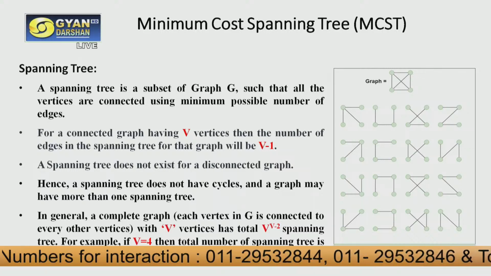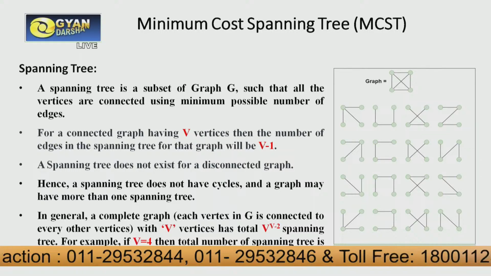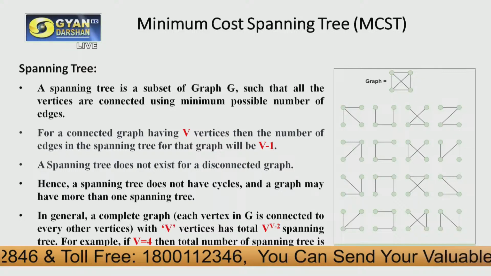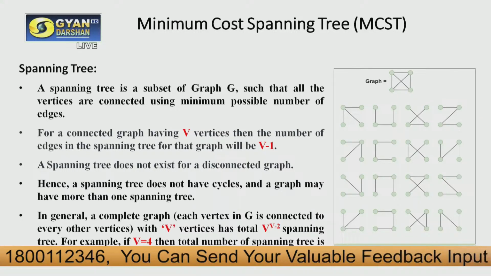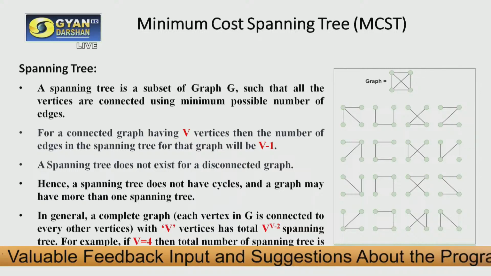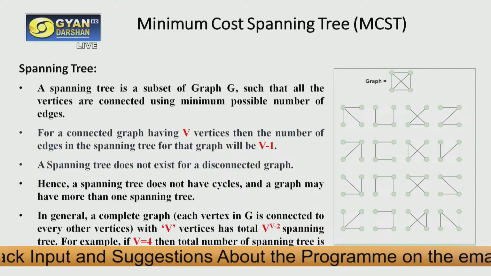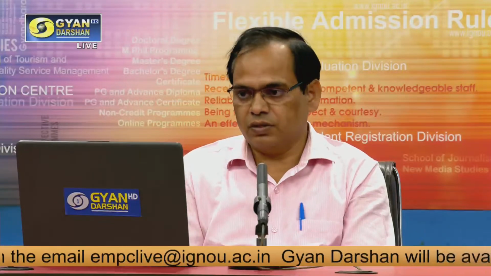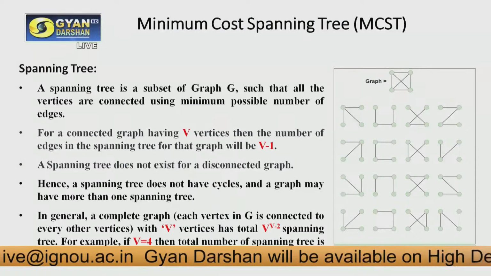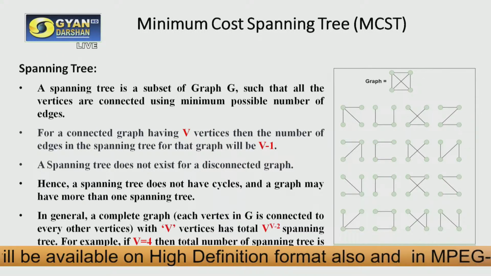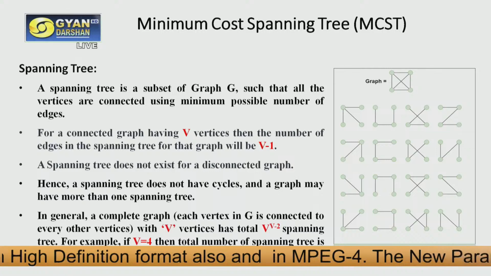For example, if there is a connected graph having v vertices, then the number of edges in the spanning tree for that graph should be 1 less than the number of vertices. For example, if we have a graph having 5 vertices, then the spanning tree should contain only 4 edges. And a spanning tree does not exist for a disconnected graph. This is one of the important points: a spanning tree can be created only for a connected graph.